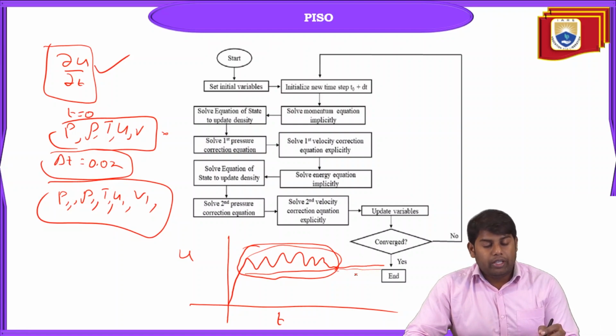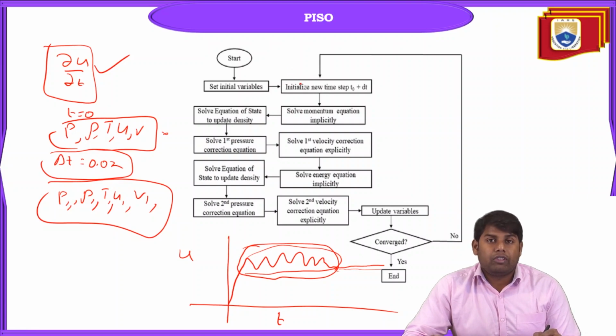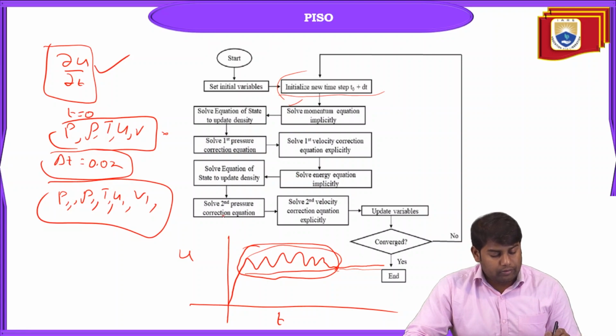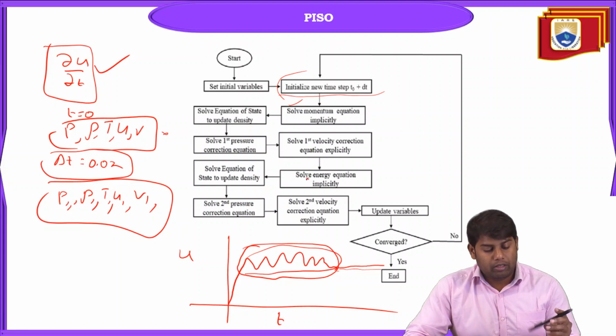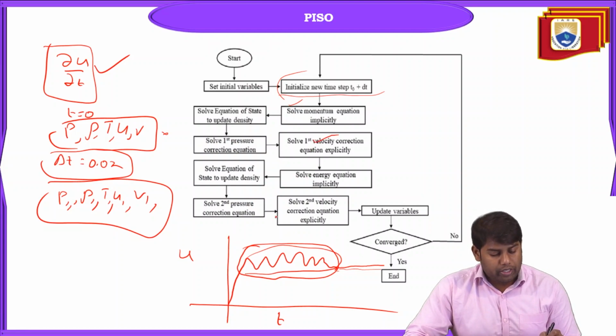Okay. So here in the PISO algorithm, which is used for the transient solver or the unsteady simulations, we will actually start with the initialization of variables. Then we have to initialize the time step. Then here you can see we will solve the momentum equation explicitly, and then we have velocity correction one, velocity correction two.